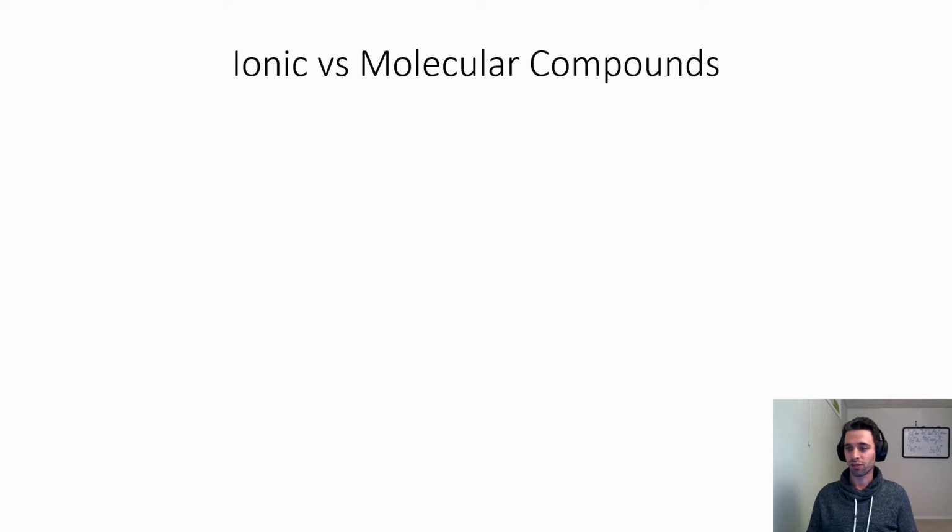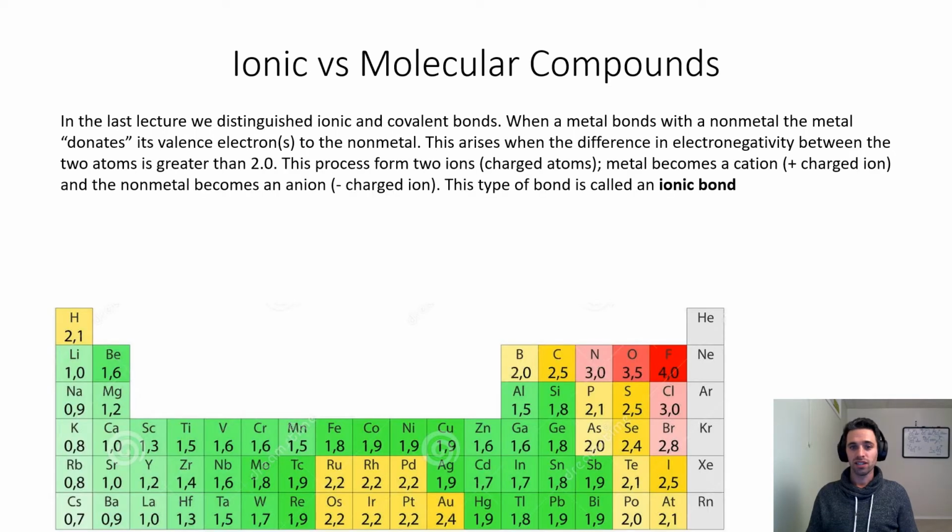Ionic versus molecular compounds. In the last lecture, we distinguished ionic and covalent bonds. When a metal bonds with a nonmetal, the metal donates its valence electron or electrons to the nonmetal. This arises when the difference in electronegativity between the two atoms is greater than 2.0. This process forms two ions, or charged atoms. The metal becomes a cation, a positively charged ion, and the nonmetal becomes an anion, a negatively charged ion. This type of bond is called an ionic bond.